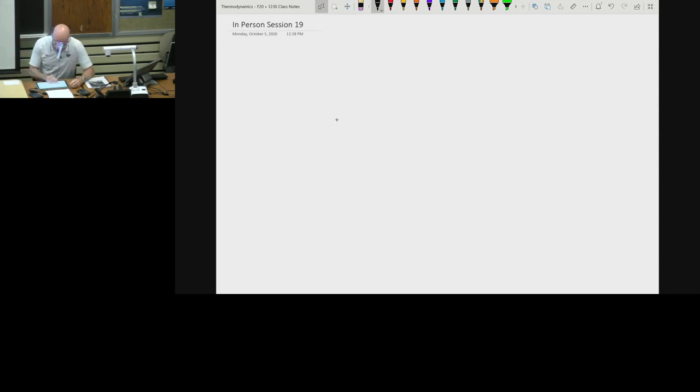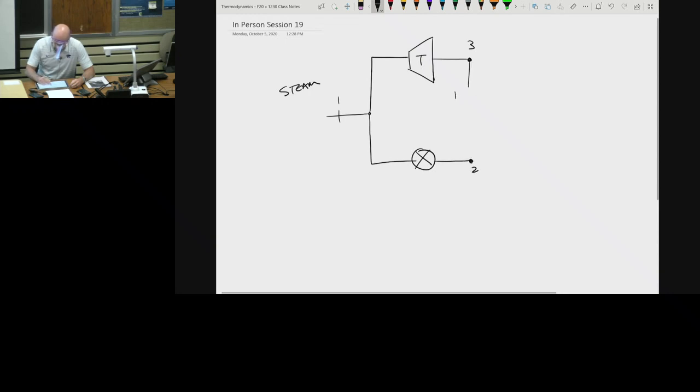So here we go. We're going to have a flow of steam coming in here. This is state 1, with steam coming in, and it can branch and go into two places. The top one goes into a turbine, and this state over here is state 3. The bottom one goes through a valve or a throttle, and this is going to be state 2. And this can all come back and get mixed in a mixing chamber, and it's going to go out here at state 4.